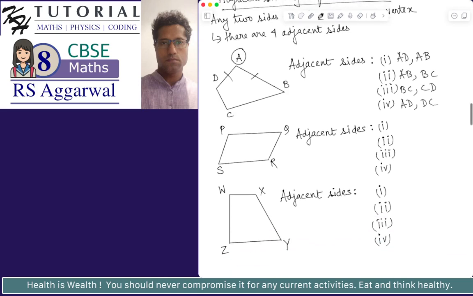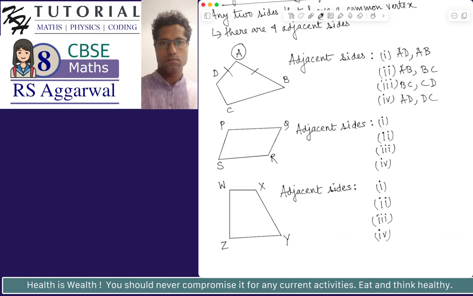Let's quickly write down the adjacent sides for the other two quadrilaterals. For the quadrilateral PQRS, considering the vertex P, the adjacent sides will be PS and PQ. Considering the vertex Q, the adjacent sides will be PQ and QR. Considering the vertex R, the adjacent sides will be QR and RS. And considering the vertex S, the adjacent sides will be RS and SP.